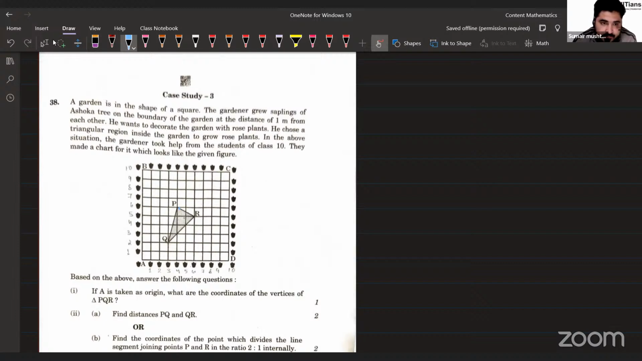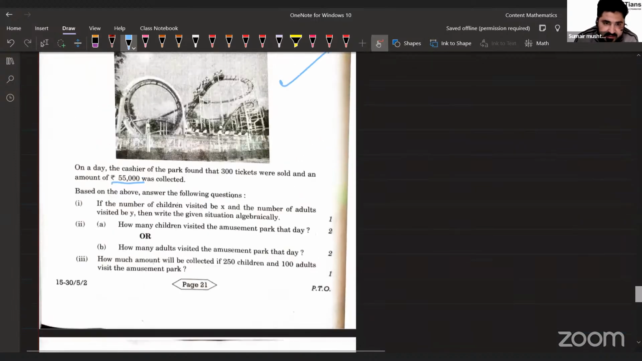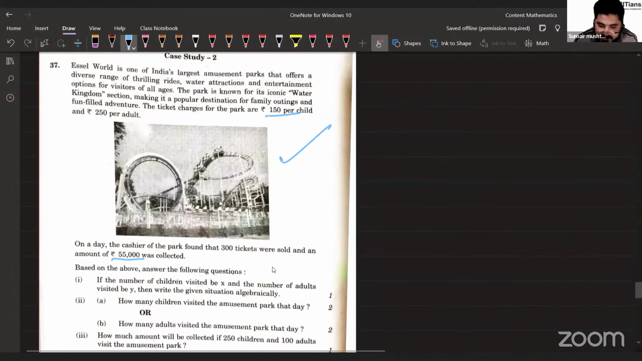See, the previous question is also easy. It is saying that 300 tickets are there. So the total amount will be equal to tickets from children plus tickets from adults, isn't it? So how many tickets from the adults will be there? 250 per adult, isn't it? And 150 per child, isn't it?